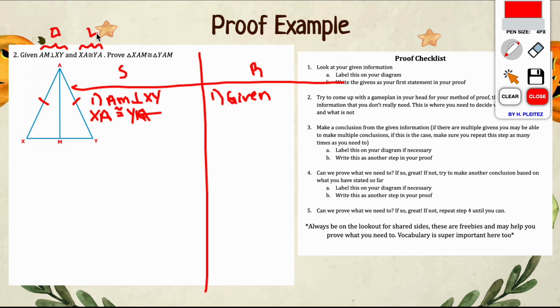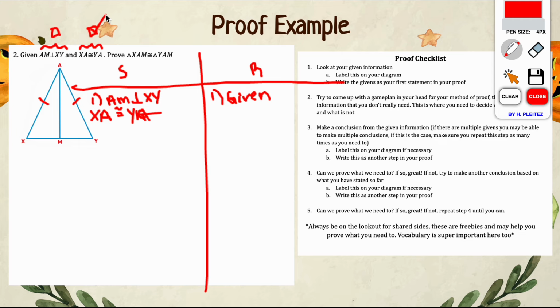I'm going to go ahead and make some check boxes on my givens to make sure I address everything. Now, the XA being congruent to YA, there's nothing else I can really say. There's no conclusion I can make from that, so I'm just going to check that off. And we'll deal with arguments first. So AM is perpendicular to XY.